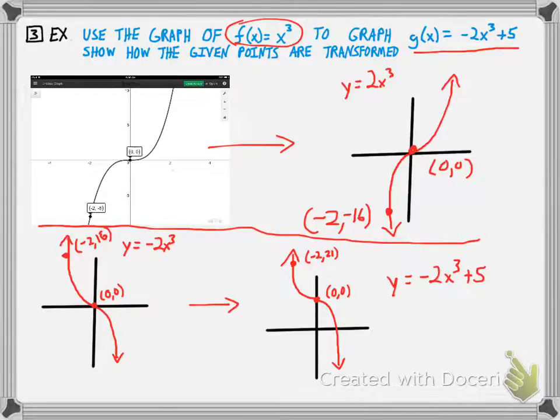Okay, my final transformation is the vertical shift. The plus 5 in the equation is going to shift everything from the last graph up 5 units. You are going to take the point (0, 0), and it's going to become (0, 5). And you're going to take the point (-2, 16), and that's going to become (-2, 21). Every other point gets shifted up 5, and your final graph here shows our final equation, y equals negative 2x cubed plus 5. The plus 5 in the equation moves the entire graph up 5 units. 0, 0 is shifted up 5 units, that's (0, 5). And we've got our final function and its graph.